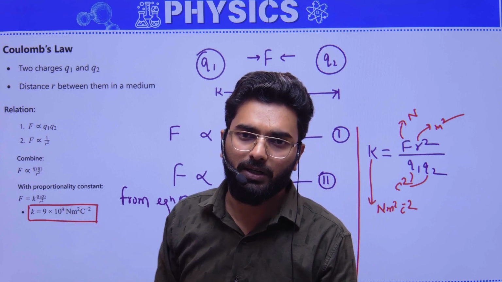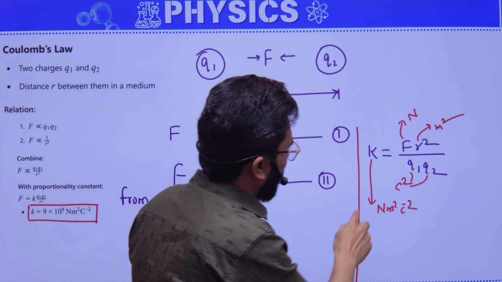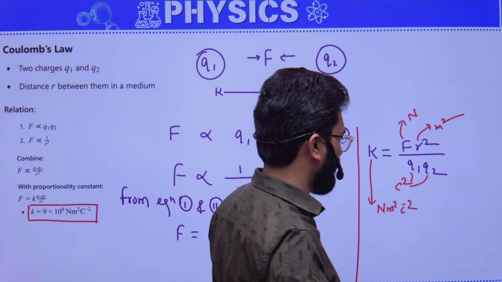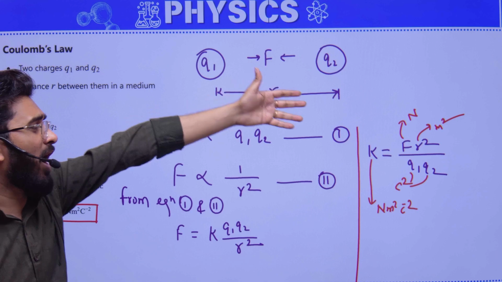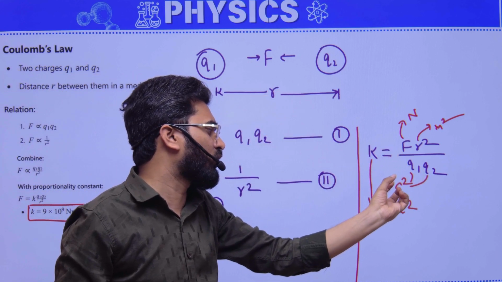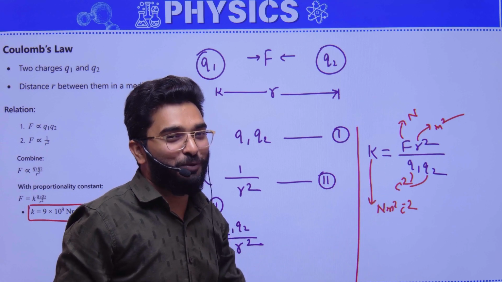It's very simple. Look at this formula: F is equal to K Q1 Q2 by r square. Then K is equal to F r square by Q1 Q2. F is in Newton, r in meter, that means meter square, and Q1 Q2 means coulomb square. And simply we get the SI unit of K: Newton meter square per coulomb square, right?